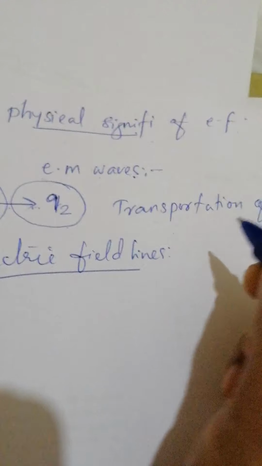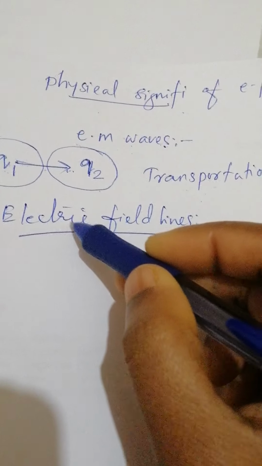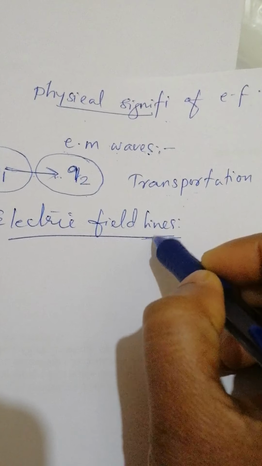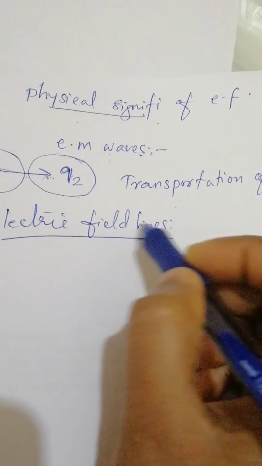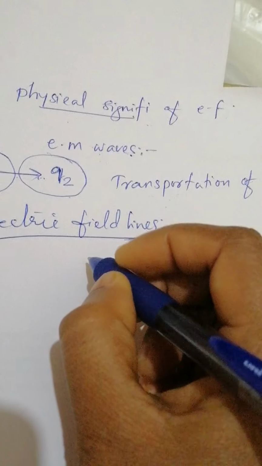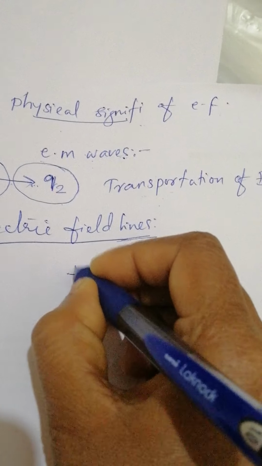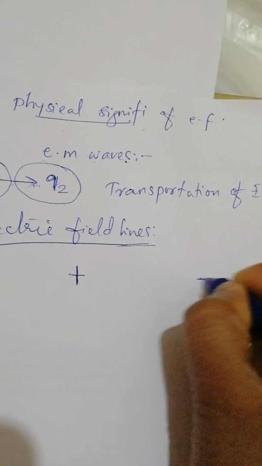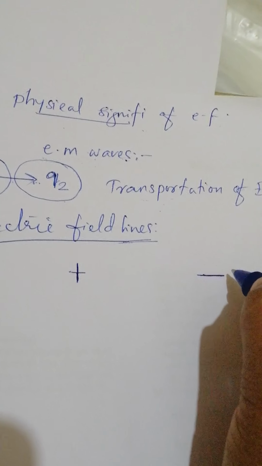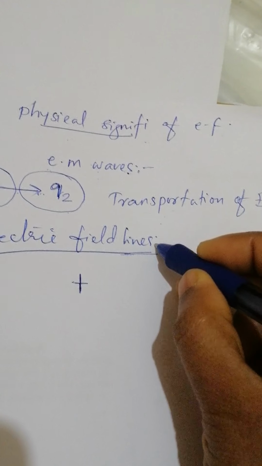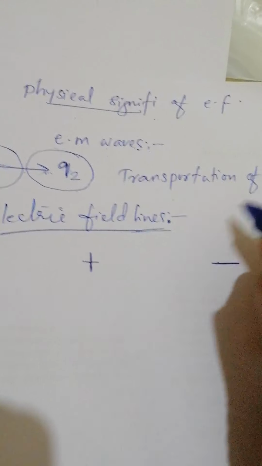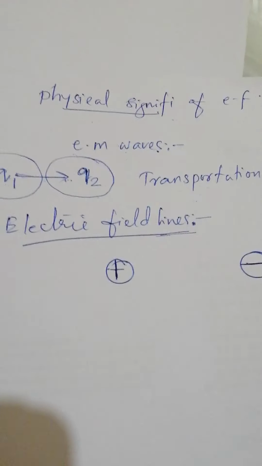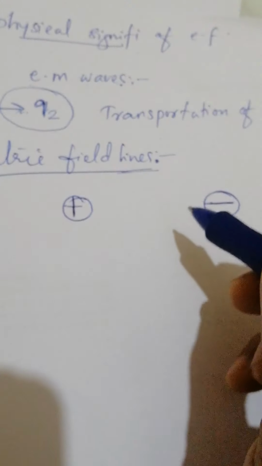Field lines, from this itself we can understand from the heading. Electric field lines means the line starts from positive charge and ends at negative charge. So electric field lines are lines that start from positive charge and end at negative charge. So what are the properties of these field lines?